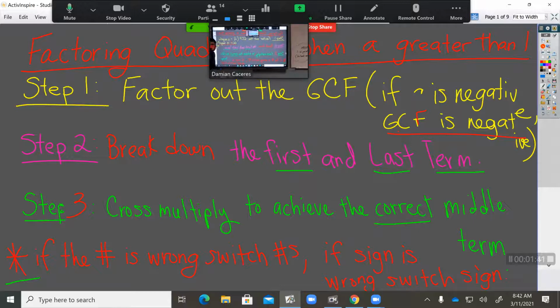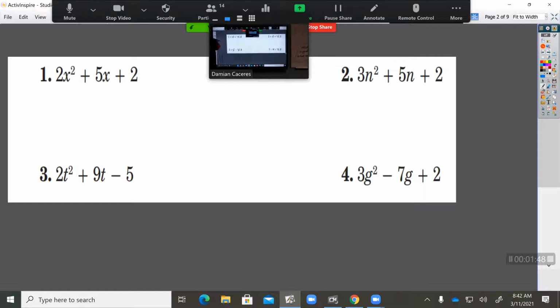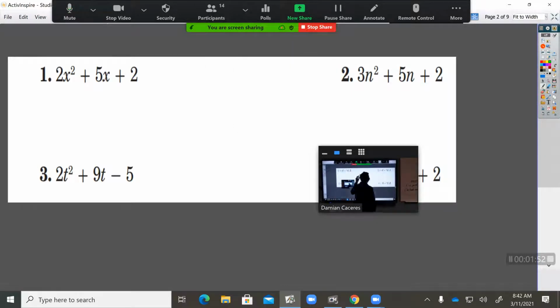All right, so let's move over to the next screen. If you didn't finish copying, it's okay. I'll go back at the end for you. So here we go, 1 through 4. We're doing it together. This is a guided practice, so you're not doing it on your own. So let's start with number 1 here.